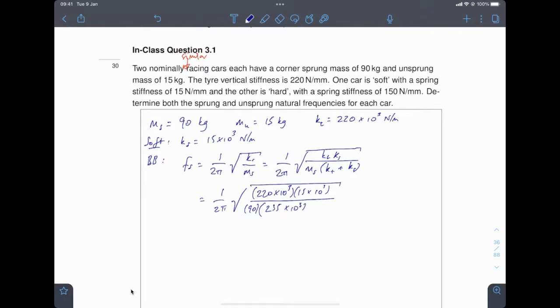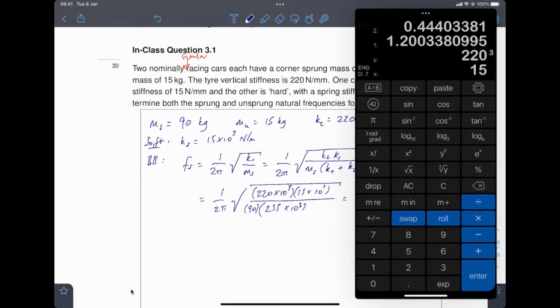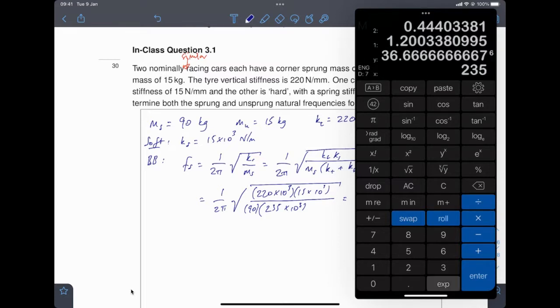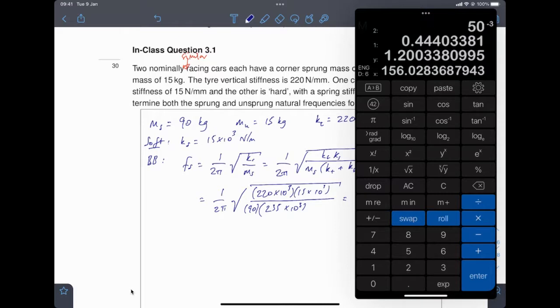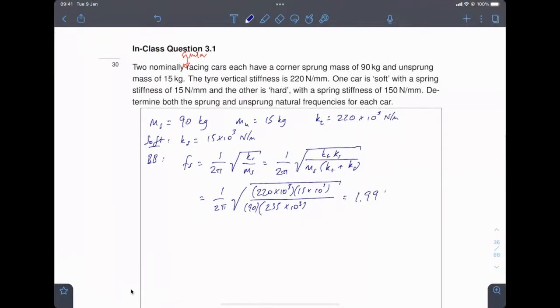So let's do the sums. 220 E3, 15 E3, multiply them together, divide by 90, over 235 E3, square root it, divide by 2 pi. 1.98 or 1.99 hertz.